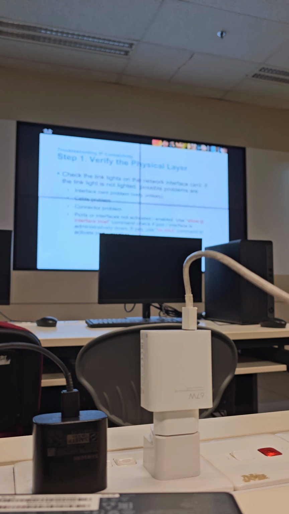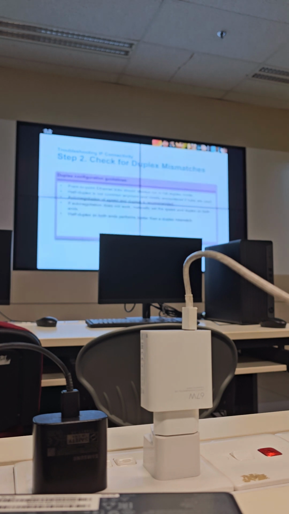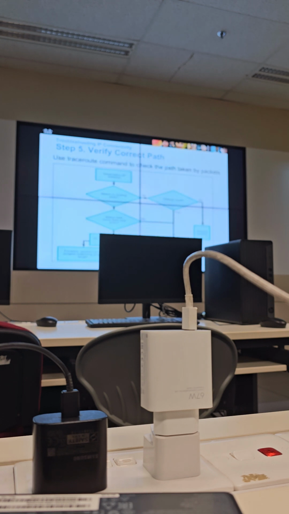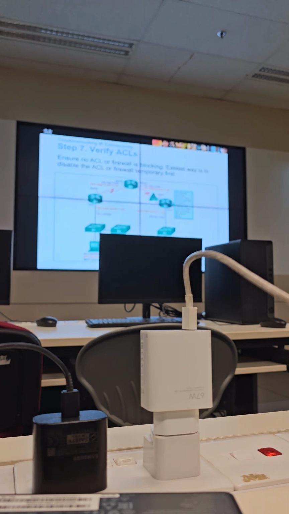IP connectivity: check the lights, this is physical. Duplex, half duplex is not common anymore. Then you can see IP routes, verify the default gateway, whether you have one or not. Or you can just do your IP config and check for the gateway. Use traceroute to check the path taken by packets. Sometimes you cannot trace all the way, but at least we know it's going out. Verify transport layer.